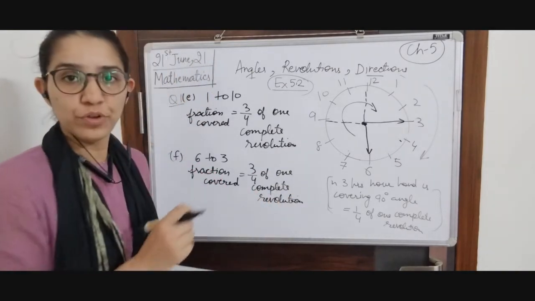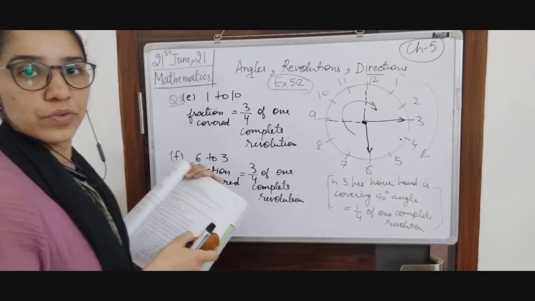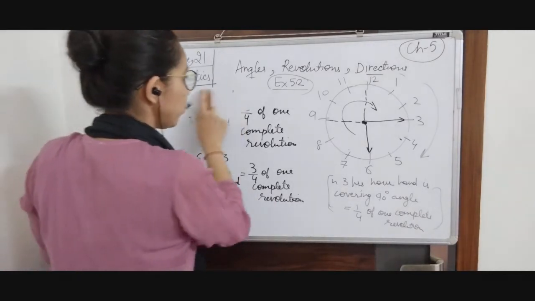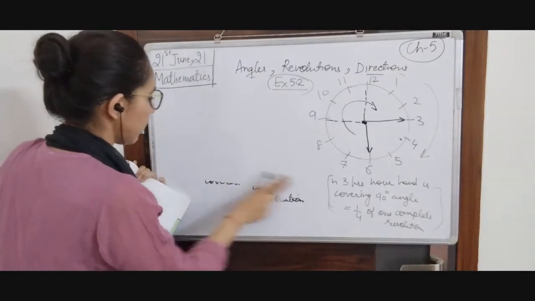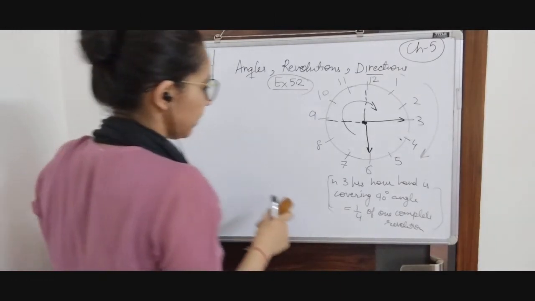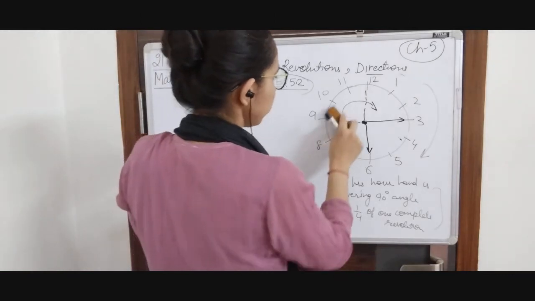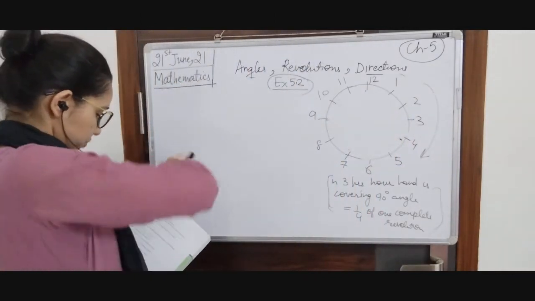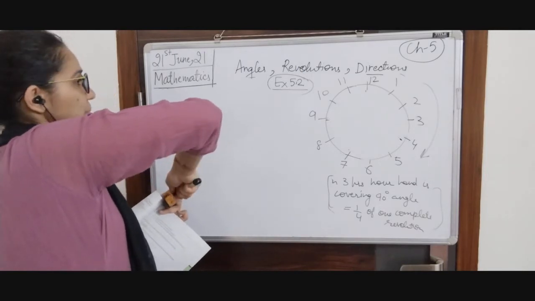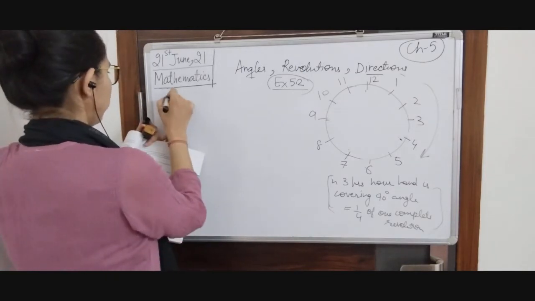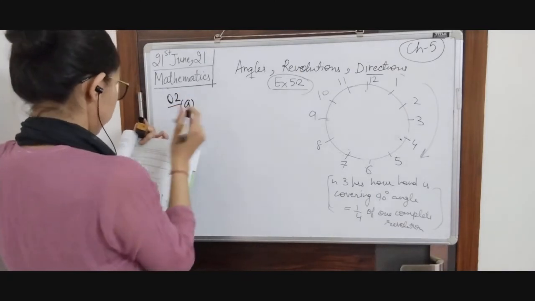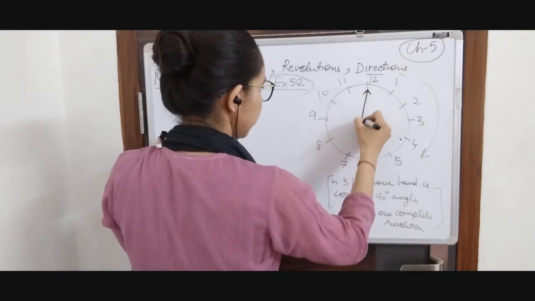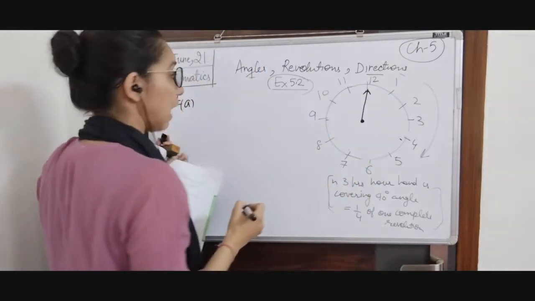Now we are moving to the next question, question number 2. In it we are given how much revolution we are making, and we have to find out the ending point of our clock hand. So question number 2, part A. Where will the hand stop if it starts at 12? It is starting at 12 and it is making half of a revolution.